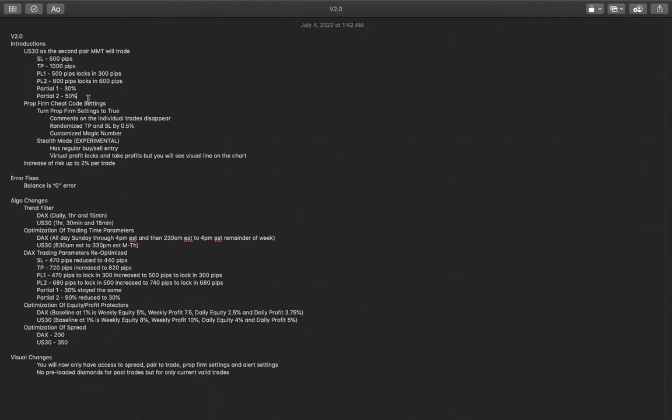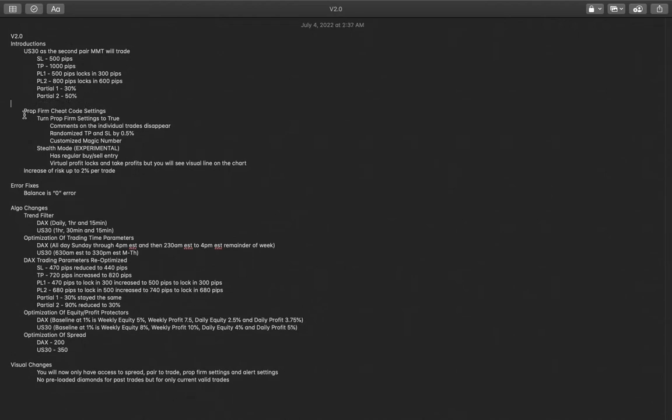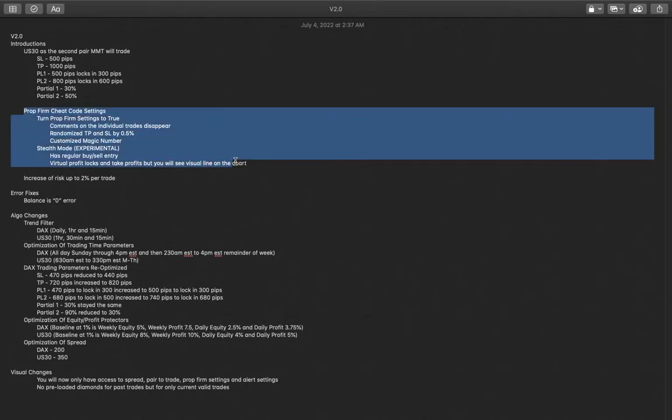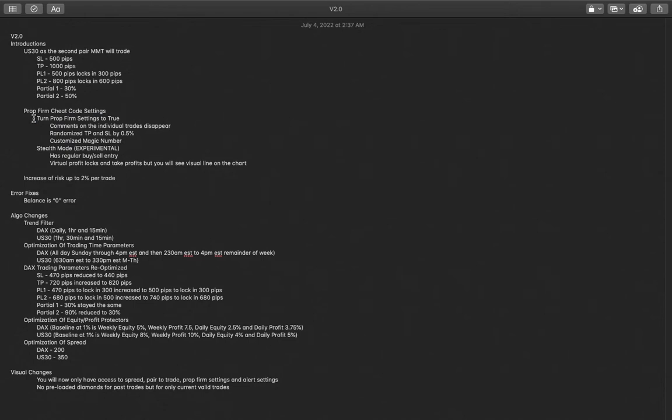All right. Next. We're bringing on the prop firm cheat code settings right here. So if you turn prop firm settings to true, comments on the individual trades disappear. So the actual trades themselves, if you look at them on your MT4 app on your phone or your tablet, you click on the individual trade, it'll say MMT on it. So this will turn off the comments.